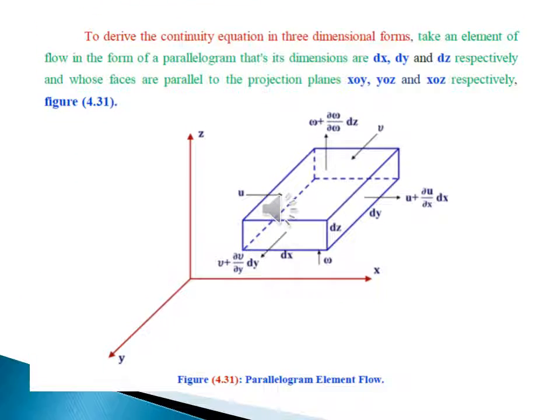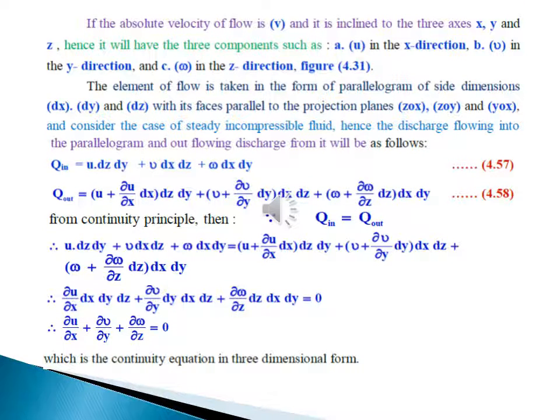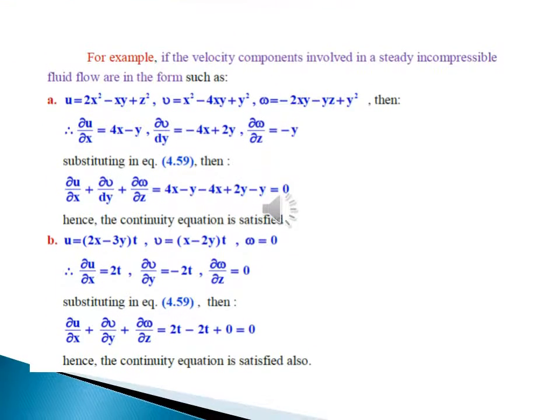To derive the continuity equation in three-dimensional form, take an element of flow in the form of a parallelepiped whose dimensions are delta x, delta y, and delta z respectively, and whose faces are parallel to the projected axes. As clear in the enclosed figure, we show the parallelepiped element of flow. My dear, follow the parallelepiped and the outflowing discharge as shown in the enclosed equation described to you. My dear, look by yourself and continue, and the continuity equation is formed and satisfied.